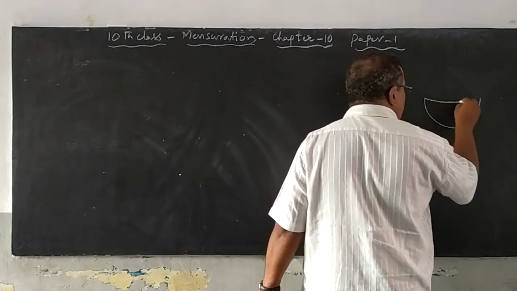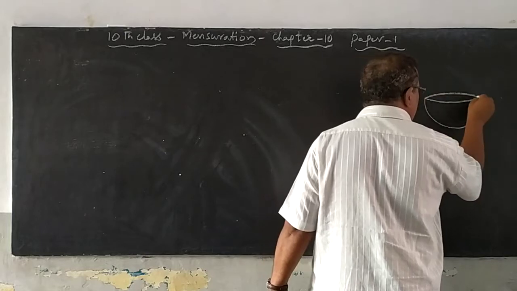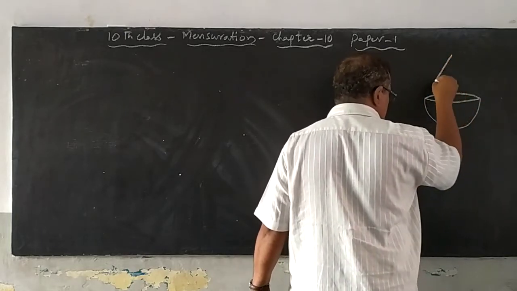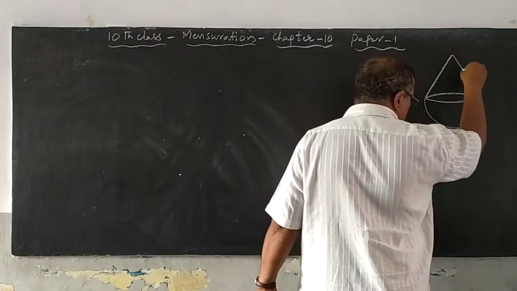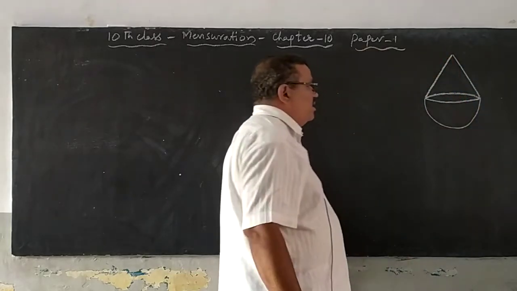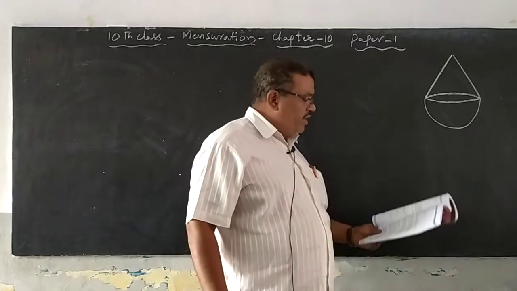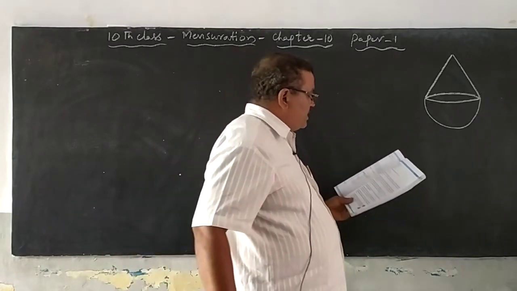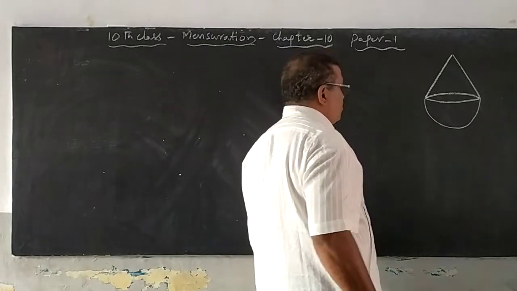This is the hemisphere. A cone is surmounted on it. This is the shape of the toy. Okay, listen, what is given? The diameter of the base and height of the cone are 6 and 4 respectively.